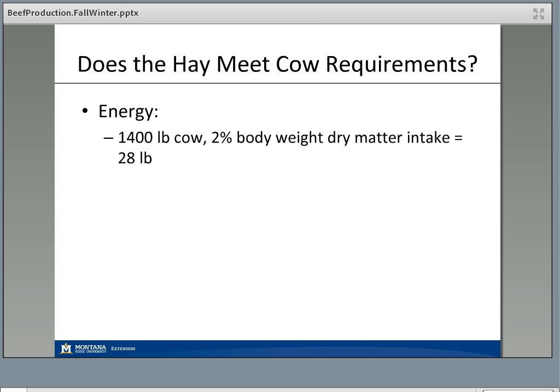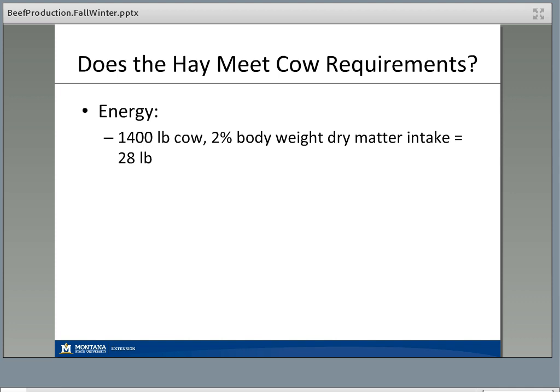A useful exercise sometime is to take a look at your local sale barn cull cow weights from that market report and tell me how many are 1,200-pound cows. So we're going to use a 1,400-pound cow. We're going to assume that she's going to eat about 2% of her body weight on a dry matter basis, so that would be about 28 pounds.